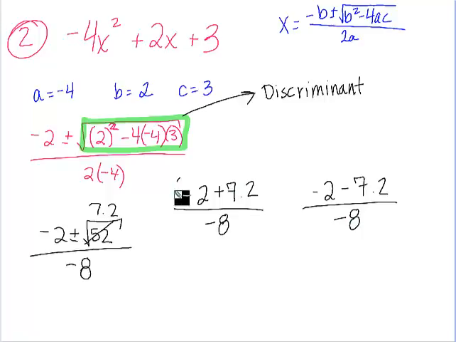Yeah, that's good. 2 times negative 4. Right here we need to multiply our 2a together, so 2 times negative 4. Yep, we always want to make sure we either add or subtract first before we divide. That's very important, that we do that whole numerator first before we divide. So this will give us two solutions.